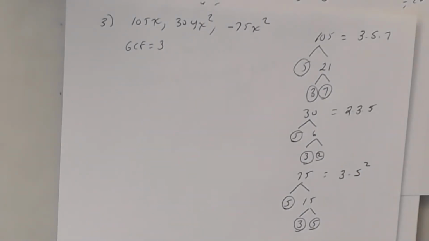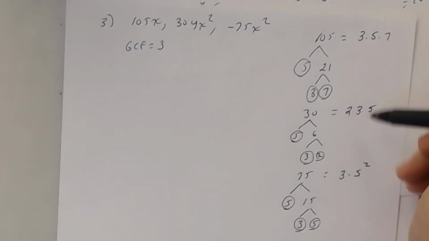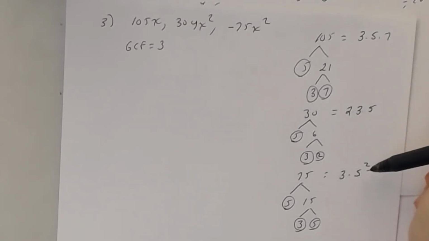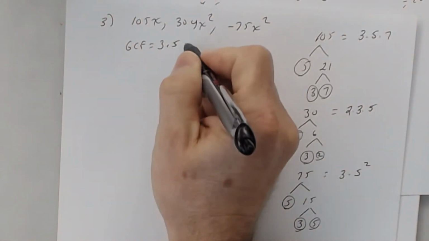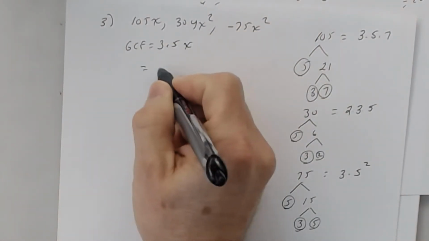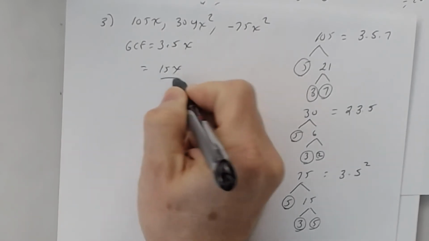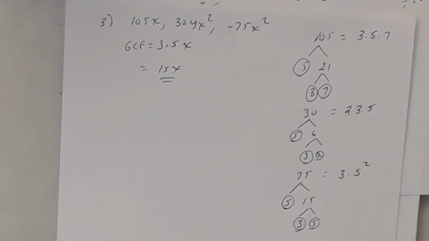Let's talk about fives. How many factors of five are here? One. Here one, and here two. How many do I need? One. And then what variable do I need? X. So what's the answer? 15x. Okay. So that was a quick review on what we talked about last class period.